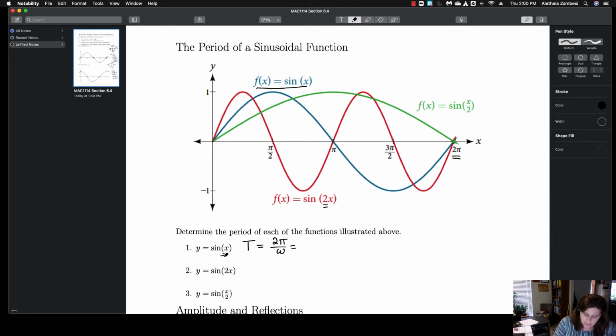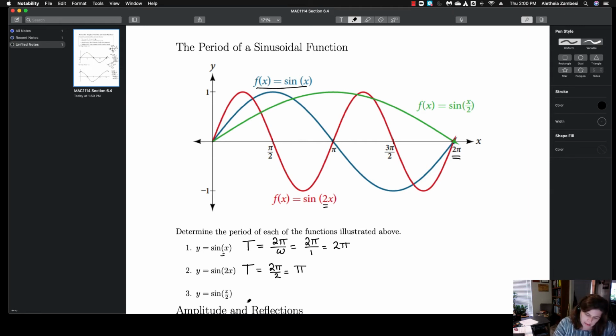Now in this one, omega is 1 because I don't have a number in front of the x, so it's an understood 1. So 2 pi divided by 1 gives me just plain old 2 pi. So that's our line in blue there. When we move to the sine of 2x, the period is equal to 2 pi divided by 2, meaning that it recycles every pi units. So in that 2 pi, we get 2 full cycles of the sine function.